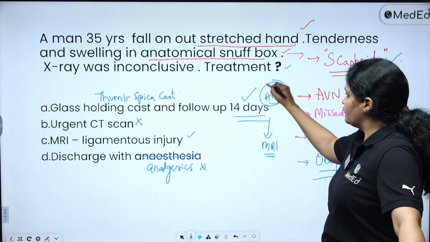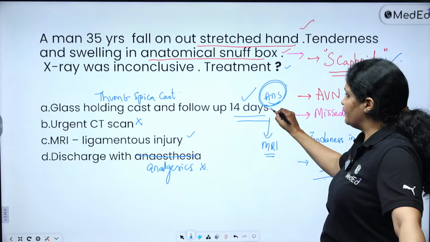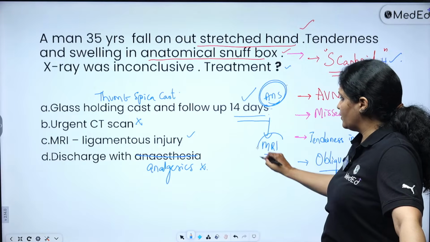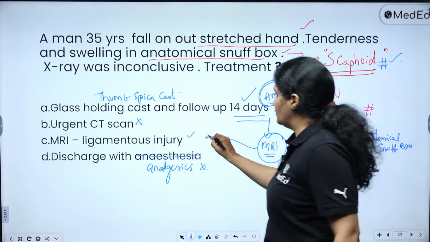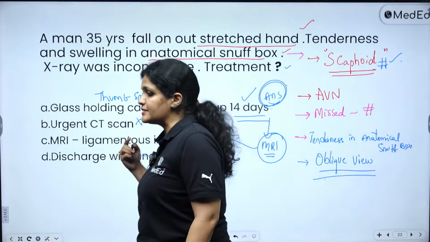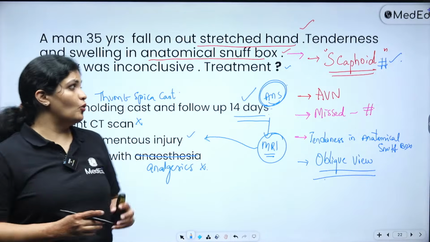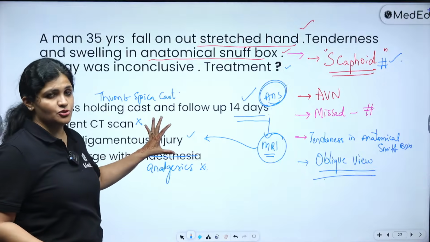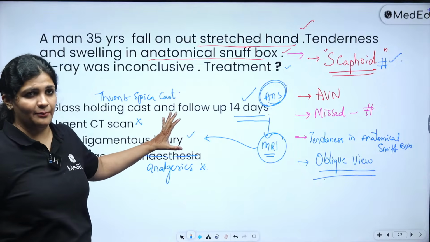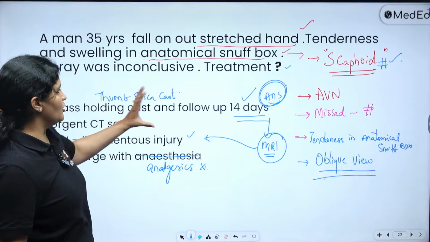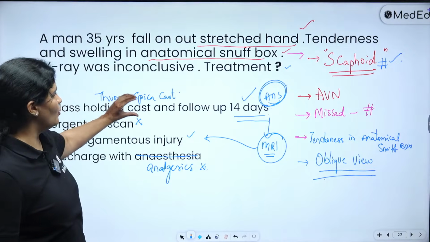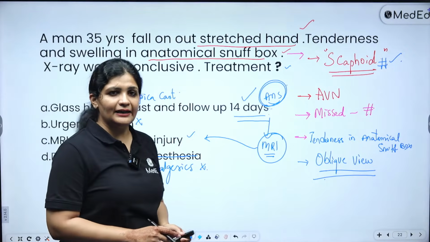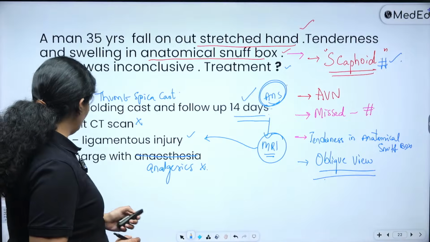Once you follow up the patient and the patient is still complaining about the pain, then you go for an MRI, and on the MRI you will identify that there is a ligamentous injury. But you don't immediately go for an MRI. The next step or the treatment here remains as a glass holding cast and follow up. Is that clear? Yes. Thank you.